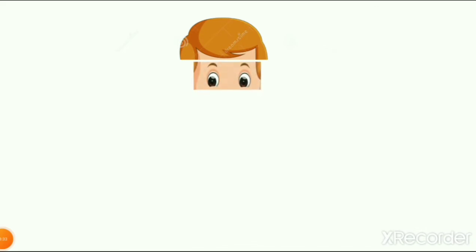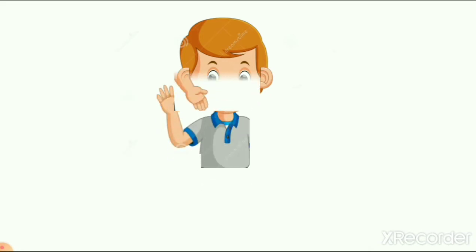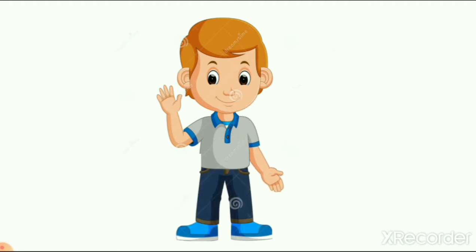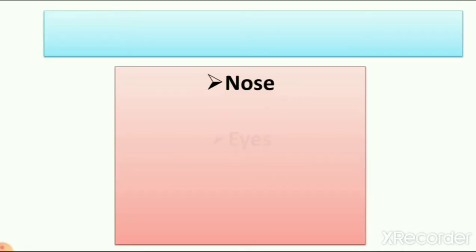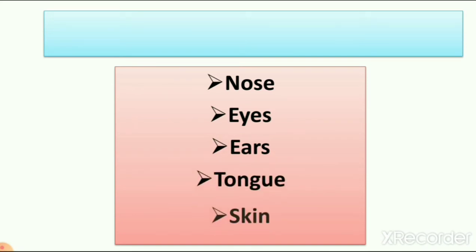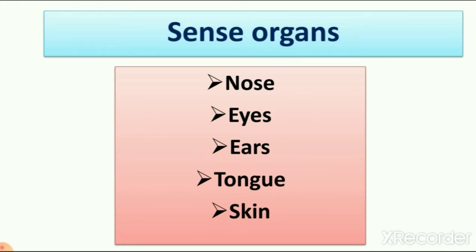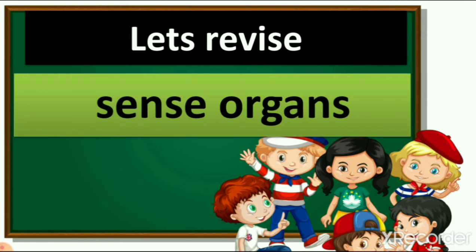Then we joined our body parts, right? Ears, eyes, hair, tongue, mouth, stomach, hand and leg. So when all these body parts join together, our body can work, and each and every body part is important, right? So we learn in this lesson about sense organs. Which are they? Nose, eyes, ears, tongue and skin. These all are sense organs. Sense organs are body parts that help us to feel the world around us.